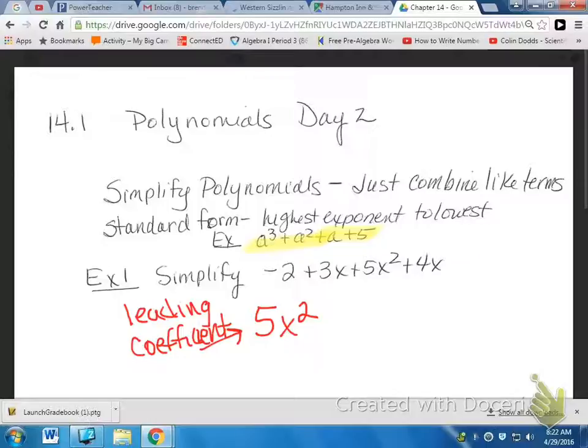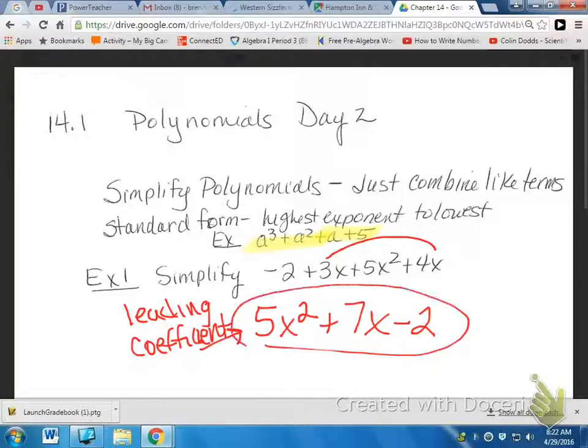All right, so after 5x squared, then you would go down an exponent, which would be just plain x, and we have a couple of them. So we have like terms, a 3x and a 4x, and they're both positive. So if I combined those, what would it be? 7x. So 7x. And then finally the constant term, and there is only one of them, so no combining, you would just put negative 2. And this would be your final answer.